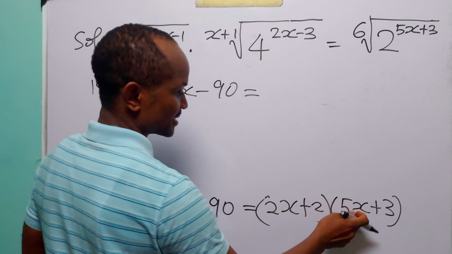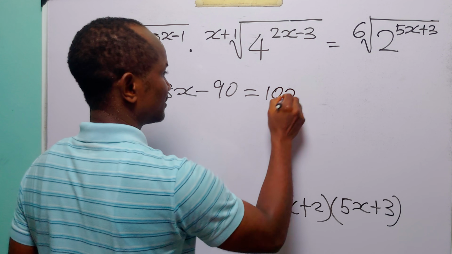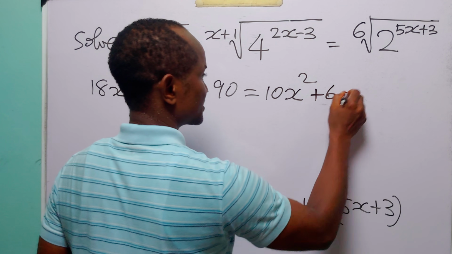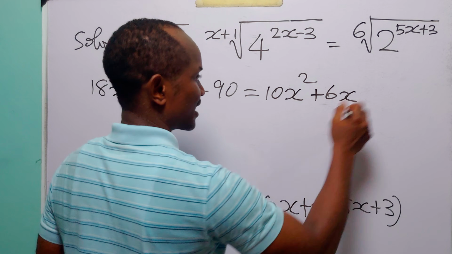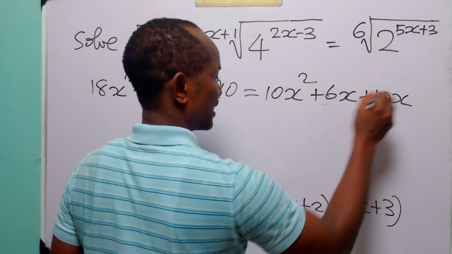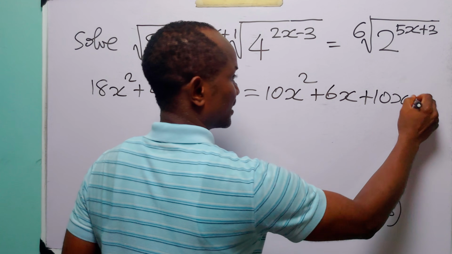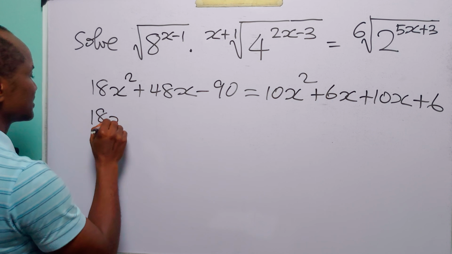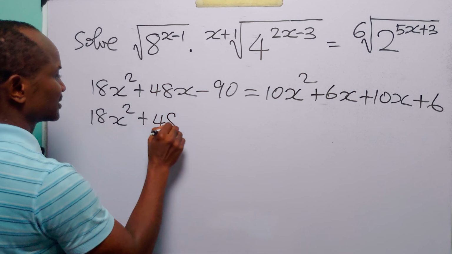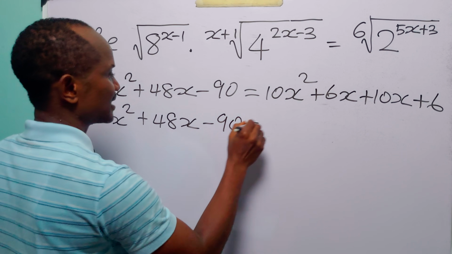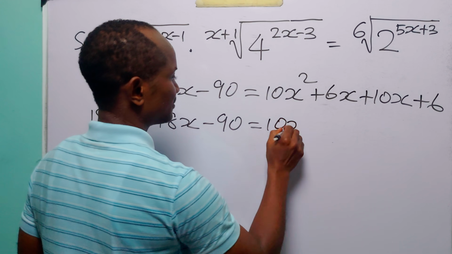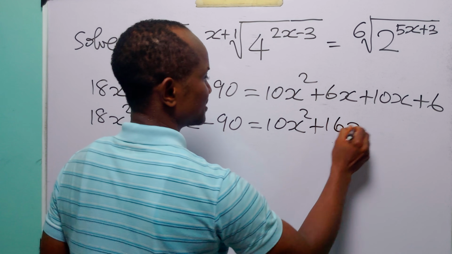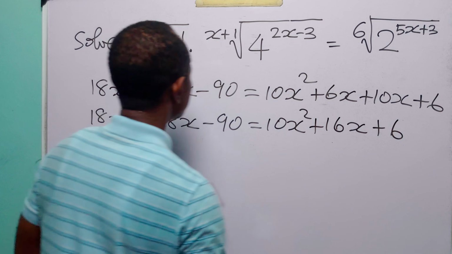And here we have 2x times 5x, that is 10x squared. 2x times 3, that is 6x. 2 times 5x, that is 10x. And 2 times 3, that is 6. And from here we have that 18x squared plus 48x minus 90 is equal to 10x squared plus 6x plus 10x, which is 16x, plus 6.